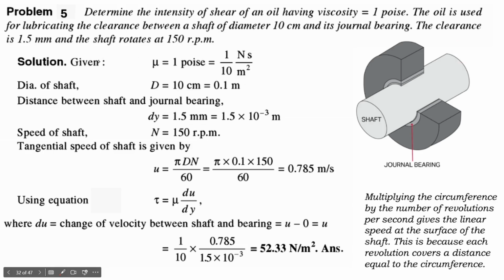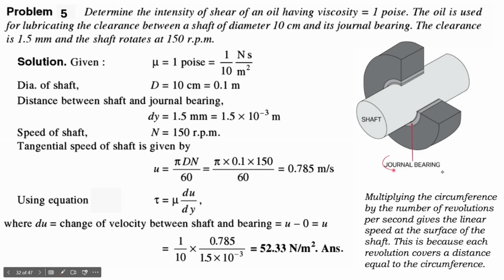Okay, so now see, we have written the given values. Mu is written, the diameter of the shaft is written, and as you need to figure out the value of tau, what do you need? You need the value of mu. Mu is already given. And du, the change of the velocity between the shaft and the bearing, right? This is the change of the velocity between the shaft and the bearing.